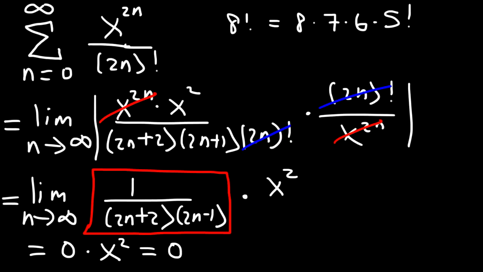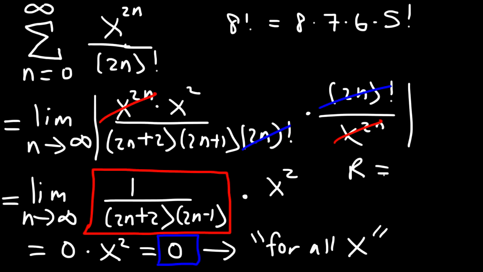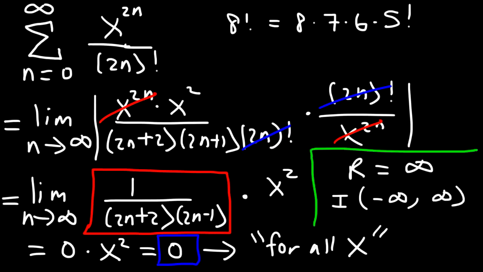So regardless of what x is, if it's 20, 1000, negative 50, if you multiply by 0, it's going to be 0. So this means that the series converges for all x values. So anytime you get an answer of 0 for the ratio test, that means that the radius of convergence is going to be infinity, and the interval of convergence is negative infinity to infinity. And so that's it for this problem.